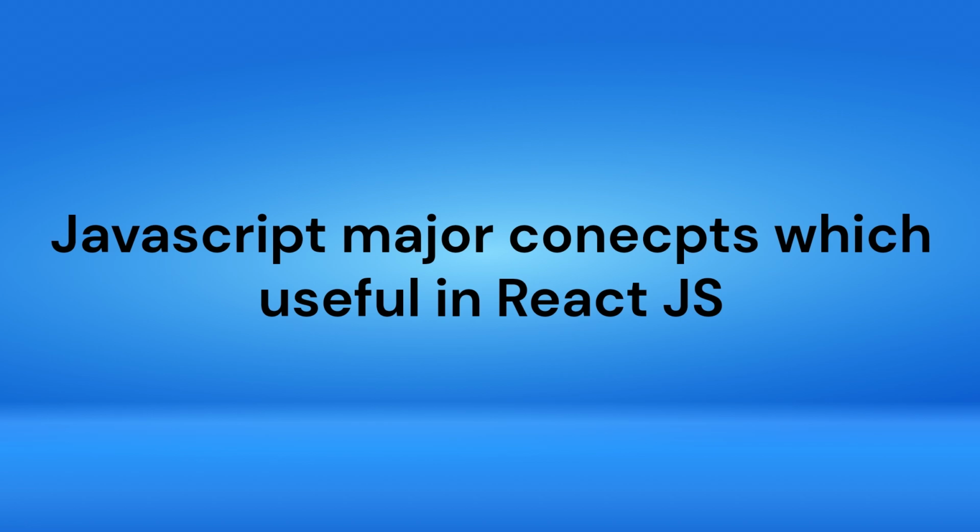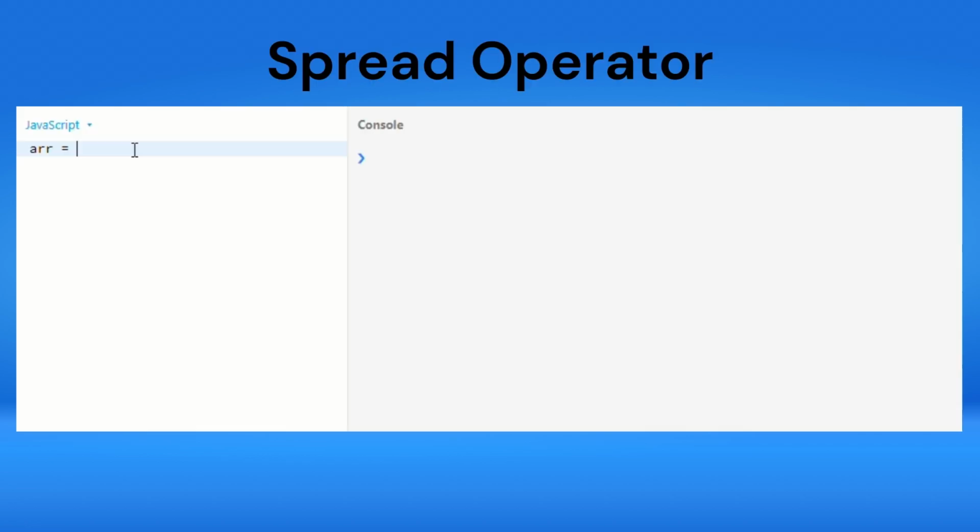Let's have a look at what are the major concepts of JavaScript which are most useful in learning React.js. The spread operator is used to expand the set of values from one element to another element. On the screen you can see that I'm taking an array of integer values and storing it in a variable. Next, I'm taking one more array and assigning it to another variable. Now, using 3 dots, I'm importing the arr variable into another array. When we use 3 dots to combine with another array, it is called the spread operator.